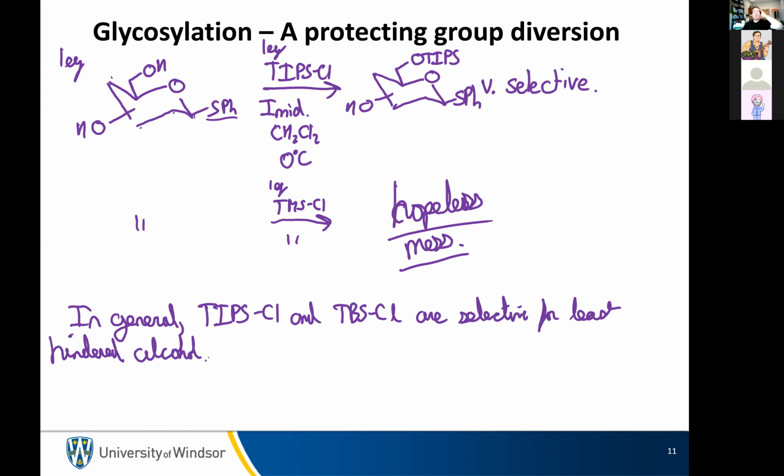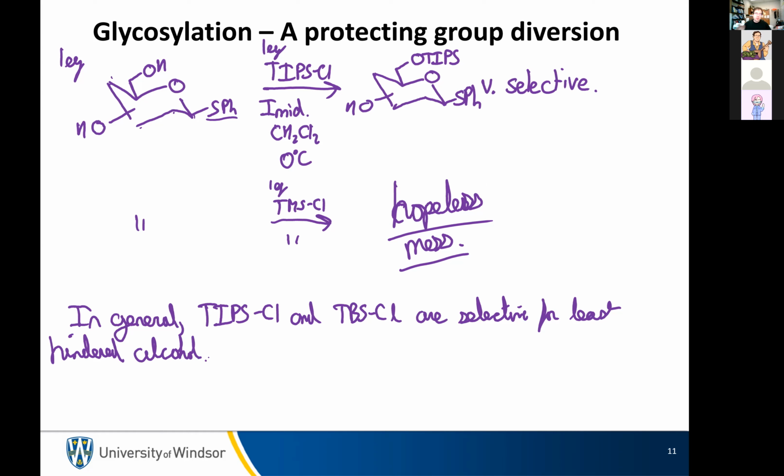TIPS chloride and TBS chloride are selected for least hindered alcohols. They're also the hardest to take off. TMS gets used very rarely as a protecting group for sugars because it comes off so easily that if you look at your sugar wrong, your TMS group pops off. So generally what gets used a lot is TES.